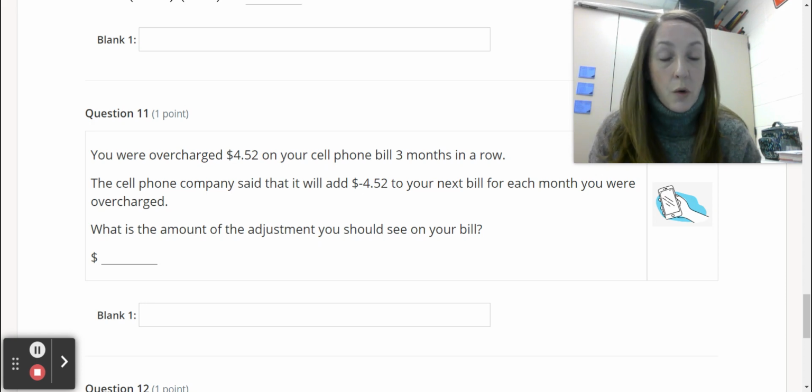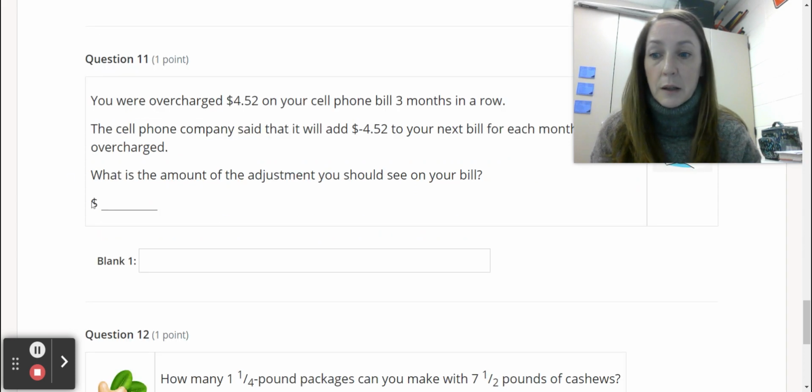So basically, you are responding to the total credit that you will see on your bill. You have to decide if that's going to be a positive or a negative. And again, the amount is negative $4.52 for 3 months in a row. The dollar sign is already part of the answer. So when you type your answer into the blank, don't include a dollar sign.